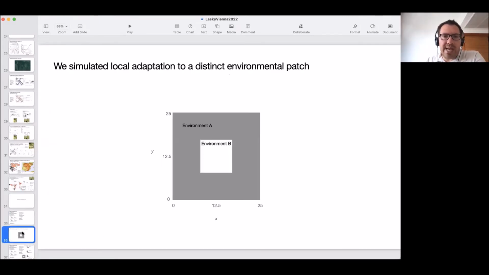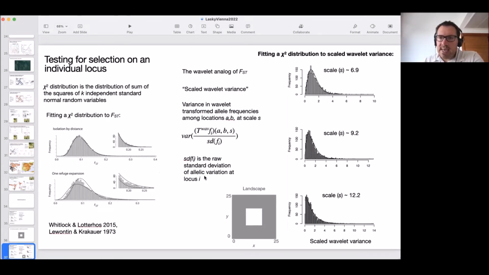And we're going to apply that to, in this case, a simulation of local adaptation to a distinct environmental patch, this square in the middle of the landscape. It's different from the rest of the landscape. And we can see in this case from our simulated data that the scaled wavelet variances follow the chi-square distribution pretty nicely, and we're using the maximum likelihood approach of Whitlock and Lotterhos to actually fit this chi-square degrees of freedom. And then we use that to calculate p-values from the upper tail of individual SNPs.